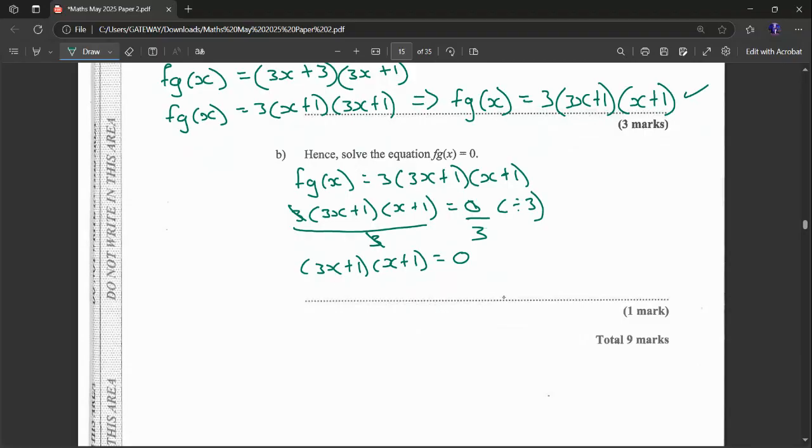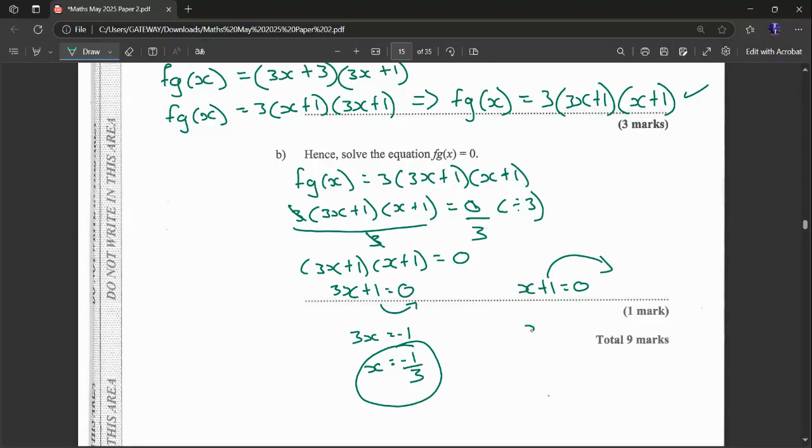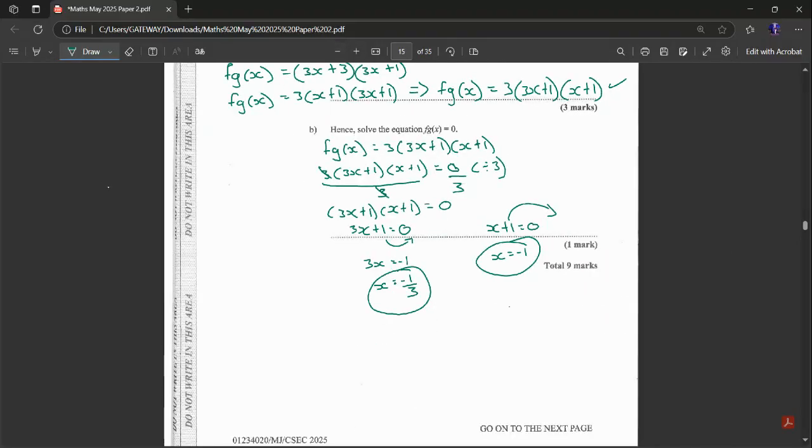I have two x values here. So I have 3x plus 1 is equal to 0. That is the first expression. The second expression is x plus 1, allowing that to be 0. So I'll move the 1 and carry it to the right hand side. I have 3x is equal to negative 1. x is equal to negative 1 over 3. And then I'll carry across this 1 to the right hand side. I will get x is equal to negative 1. So those are my solutions for x there.